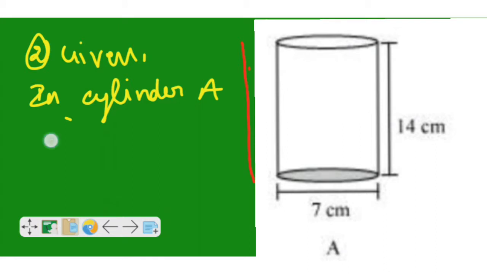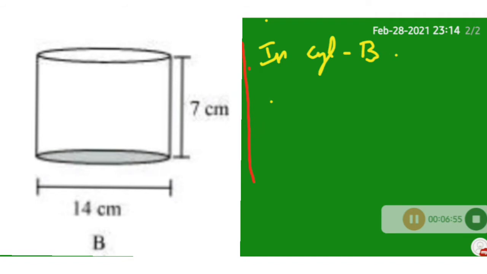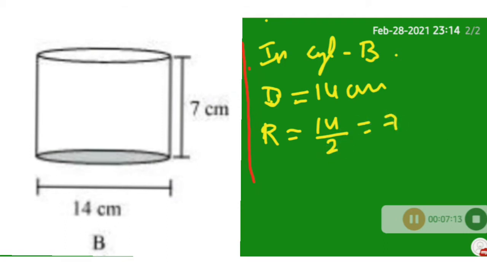So first we'll write down the dimensions. In cylinder A, diameter is given 7 centimeters. So radius is going to be 7 by 2 centimeters, and height is given 14 centimeters. This is the dimension of cylinder A. And in cylinder B, diameter, I'm taking it as a capital letter just to differentiate from the dimensions of cylinder A. Capital D is equal to 14 centimeters. That makes the radius 14 by 2, right? Half of the diameter, 7 centimeters. And height is 7 centimeters in this case. Now these are the dimensions of both the cylinders.